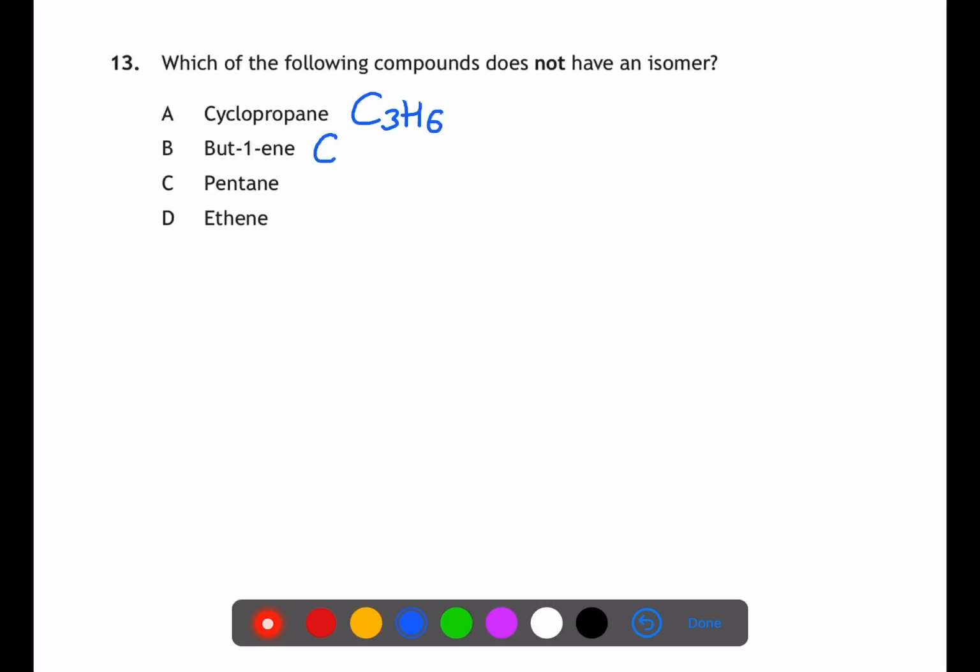Cyclobutane, which has the formula C4H8, has a number of different isomers, such as butene or 2-methylpropene. Pentane has the formula C5H12 and also has a number of isomers. Ethene, however, is C2H4, and there is only one structure possible for this formula. Therefore, ethene, D, does not have any isomers.